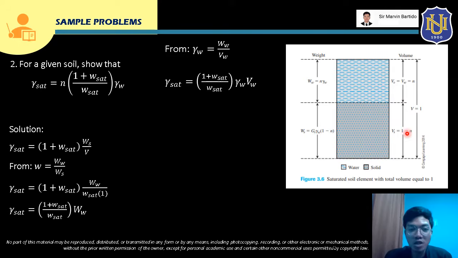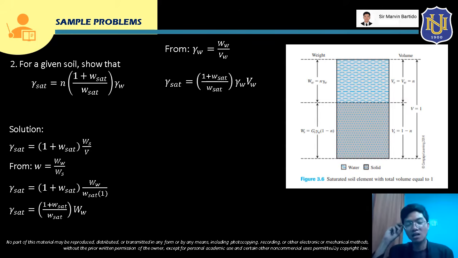Okay, so from here, class, ayun na nga, yung total volume natin dito, class, no? So, pwede na natin siyang palitan ng 1 dito. Okay, and then, from here, ito ring W sub sat na to, pwede na nating ipasok dito, no? Tapos yung matitira na lang dito ay weight ng water. So, ang kailangan na lang nating mapalabas, class, is yung n at saka yung gamma water. So, in this case, class, ito yung meron tayo.